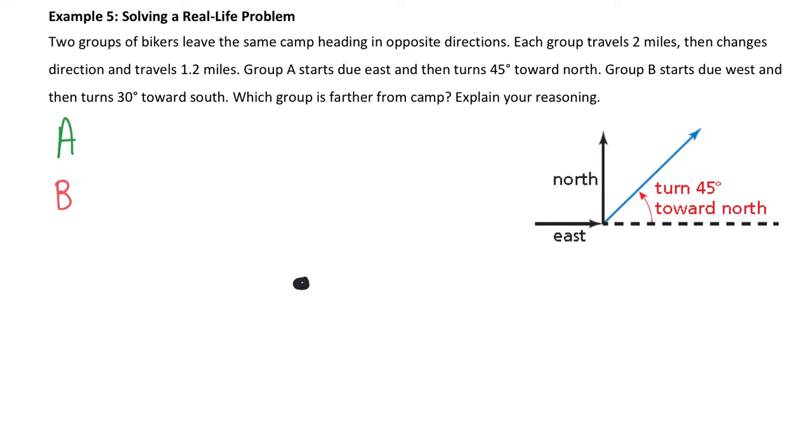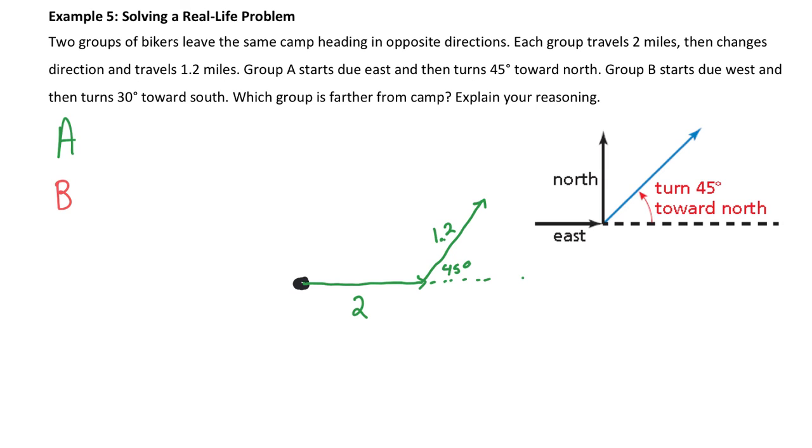So group A starts east. So they go east first. And we said they travel 2 miles first. And they turn 45 degrees toward the north. So 45 degrees toward the north would be this direction. Which means if they kept going, this makes a 45-degree angle, okay? And they traveled 1.2 miles. So that's what I mean, turns toward the north, because they were going east, so they went northeast. 45 degrees north would be going northeast.